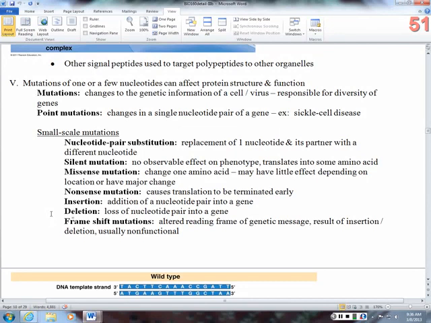And then the nonsense mutation is going to cause translation to be terminated early. It's just going to put a stop to it early in there. A lot of times it just converts something to a stop codon.